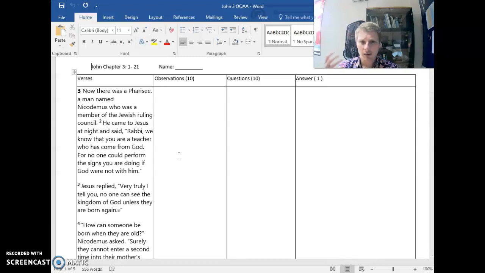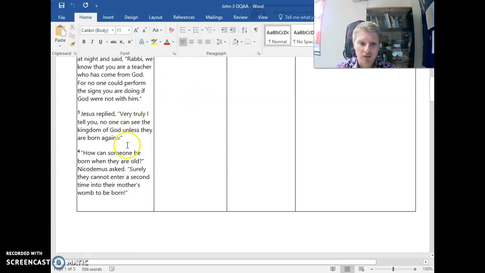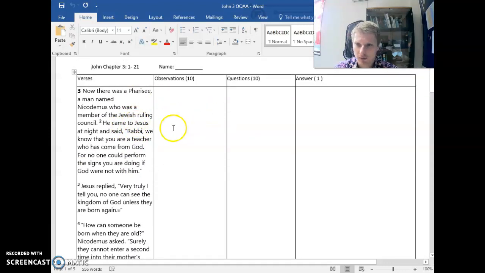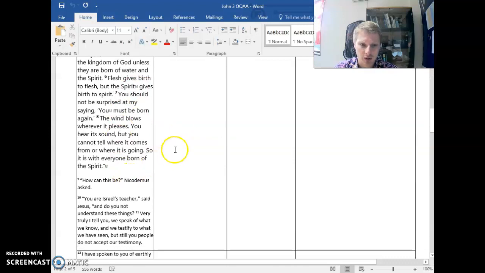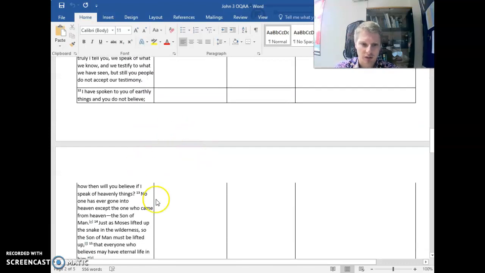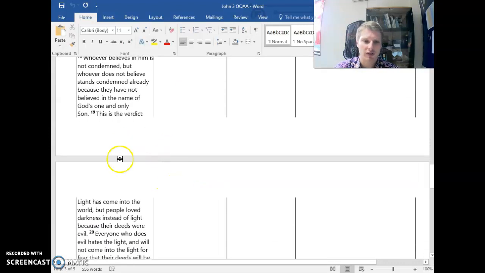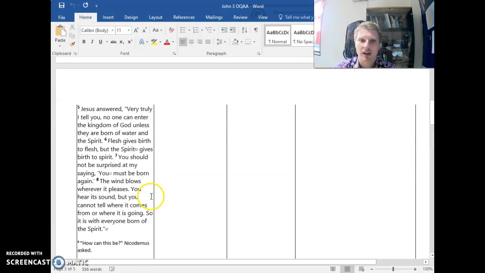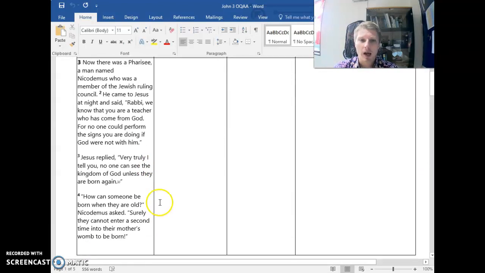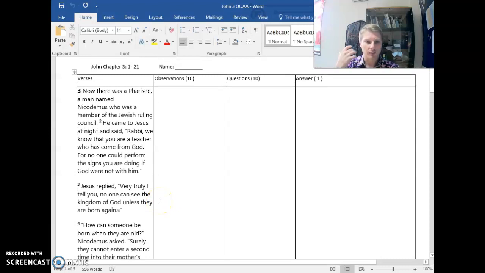So, starting with the O box, observation. It has 10. So for these 4 verses, you need 10 observations. And again, for these ones, you'll need 10 observations. And for this box, you'll need 10 observations. And for this box, you'll need 10 observations. It's very doable. It's not very hard. So an observation is something you notice, something that is coming from the text. It's a lot like reading comprehension.